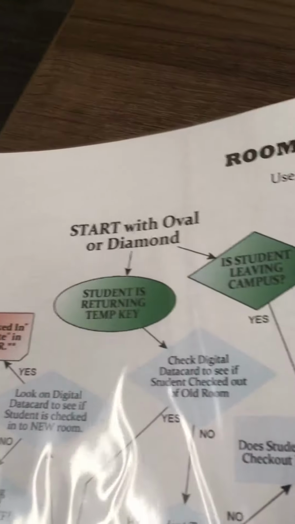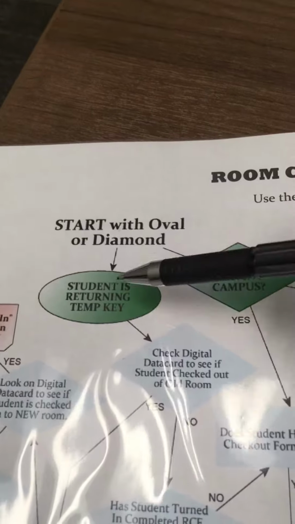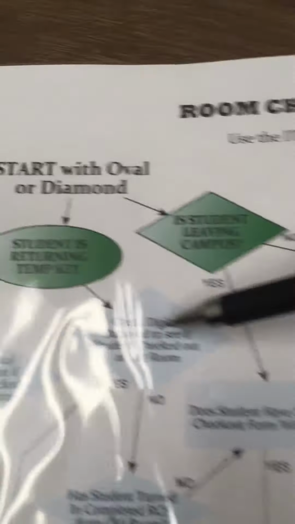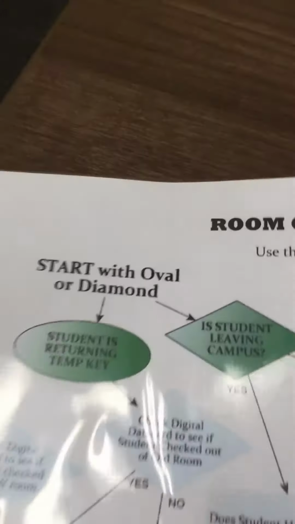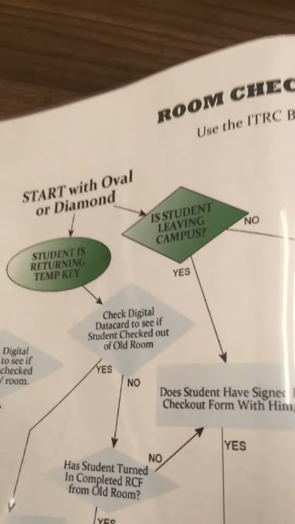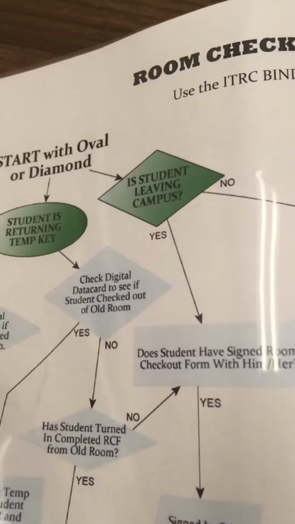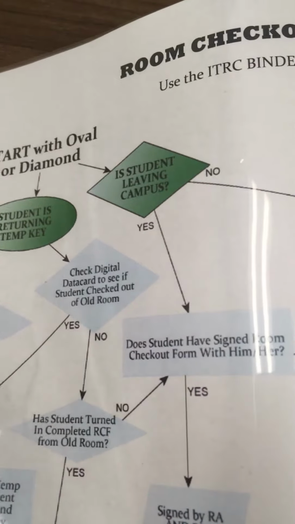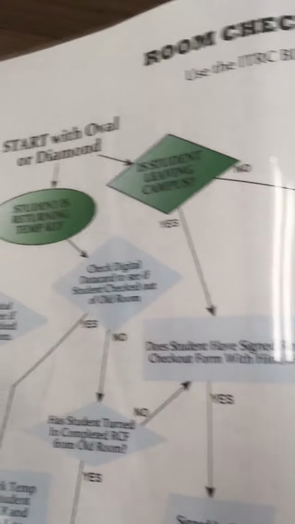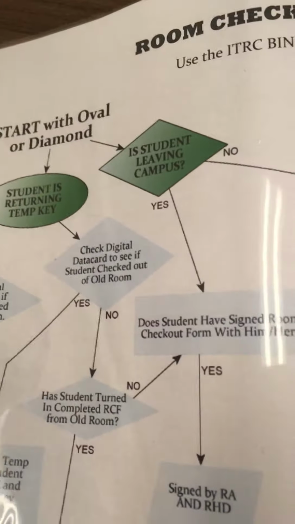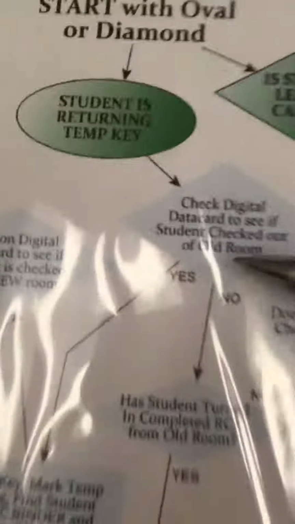So the other side of things is that if they're coming back with a temp key, obviously they're pretty far along in the process if they're returning a temp key to us. So you're going to just follow it through as usual. Check the digital data card to see if they're checked out of their old room. This is just a checks and balances to make sure that somehow the student didn't slip through the cracks and that they actually are checked out. There's a chance they're bringing back the temp key because they're standing there holding their RCF, so that's what we're going to see about. So if they're checked out of their old room, we're going to slide them down here.